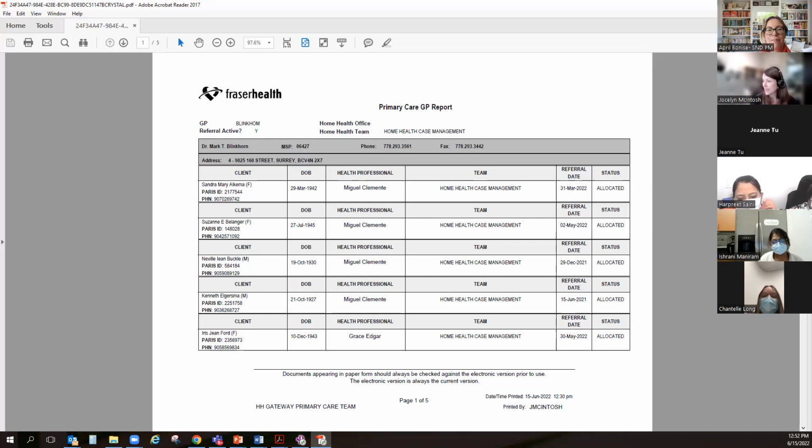So we'll be sending these out in the next 2 to 3 weeks, before the end of June, before the beginning of July. You can expect to see them if the GPs in your office have home health clients. If the GP in your office doesn't, then you won't receive this, obviously, because we don't have any clients with that GP.